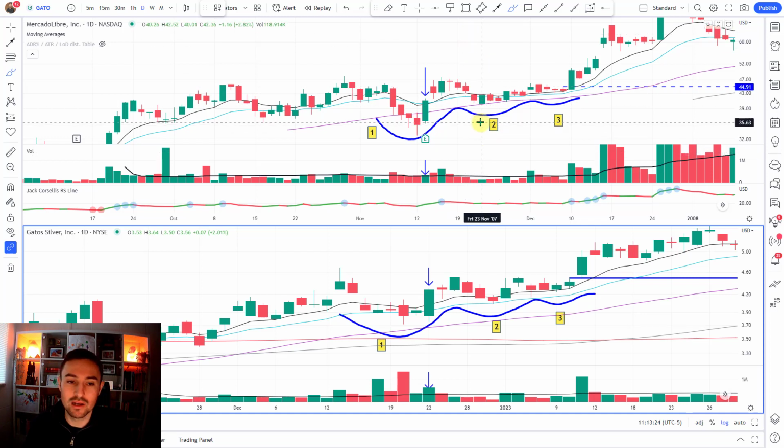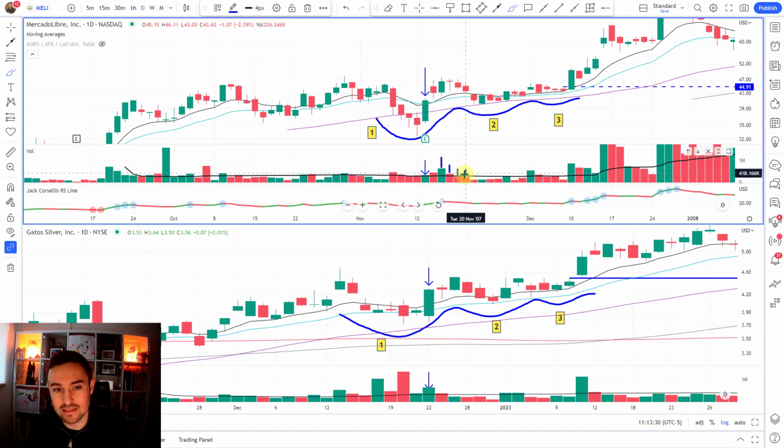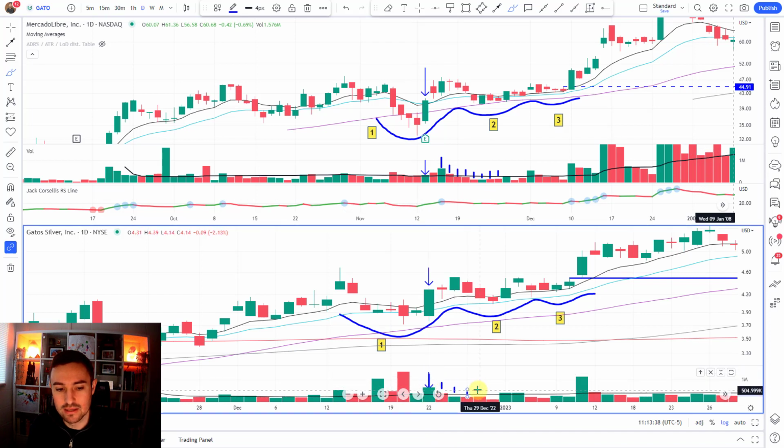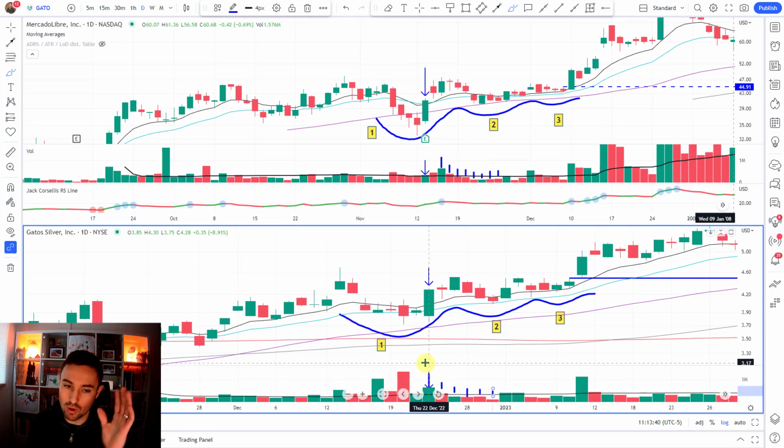I'm a very visual learner, so I like to think of volume stair stepping down. If you take a look at Melly here, do you see how the volume is stair stepping down, and that black line is the 30-day moving average on the volume. See how the volume is just stair stepping down. Then same with Gatos Silver here. See how the volume is stair stepping down on the contraction.